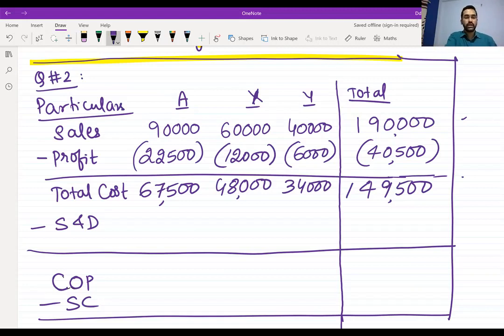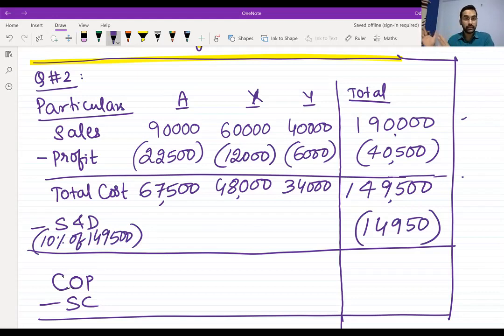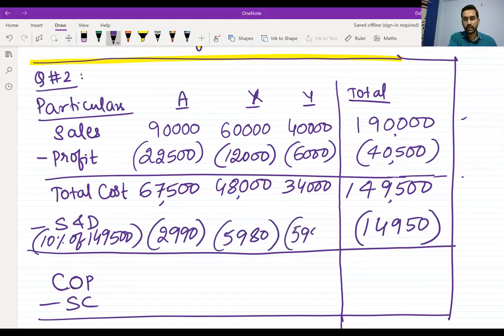I told you I should deduct selling and distribution. In bracket, you write 10% of 149,500. That will be 14,950 here, directly here. This should be distributed between A, X, Y. In what ratio? They said 1:2:2. So 14,950 will be 2,990, 5,980, 5,980.